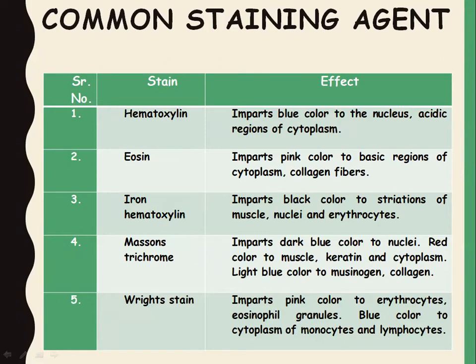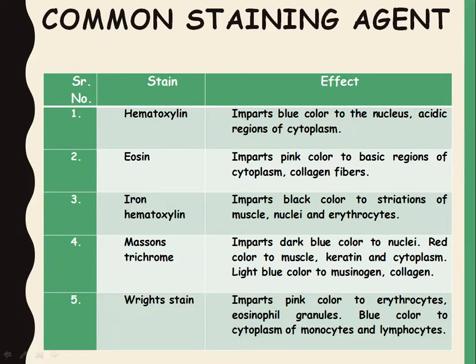Next one is common staining agents. First stain is hematoxylin. It imparts blue color to the nucleus and acidic regions of the cytoplasm. Second one is eosin, which imparts pink color to basic regions of the cytoplasm and collagen fibers. Third one is iron hematoxylin, which imparts black color to striations of muscles, nuclei and the erythrocytes.